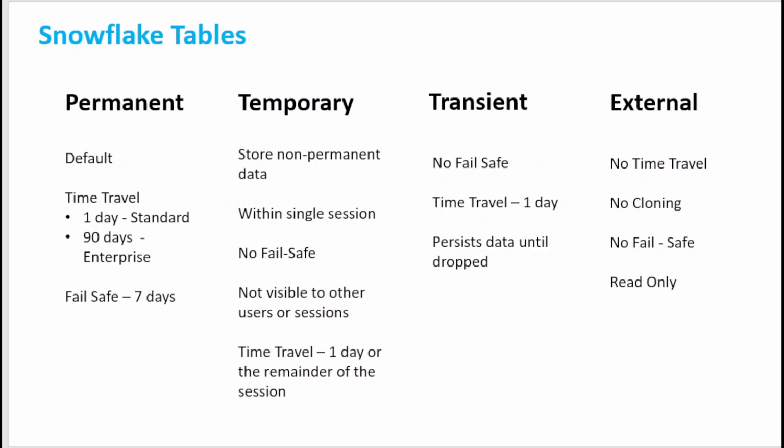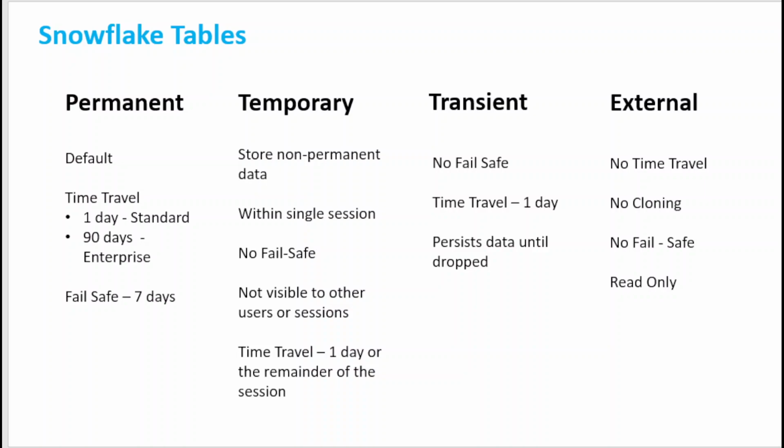So that's the key difference between permanent, temporary, and transient. As I mentioned, permanent tables you use for the final target tables, for your dimensions and fact tables where you're going to hold your final calculations. Temporary you can use within a session for some temporary activities. Transient you can use where you can rebuild that data again and you want to save on the cost.